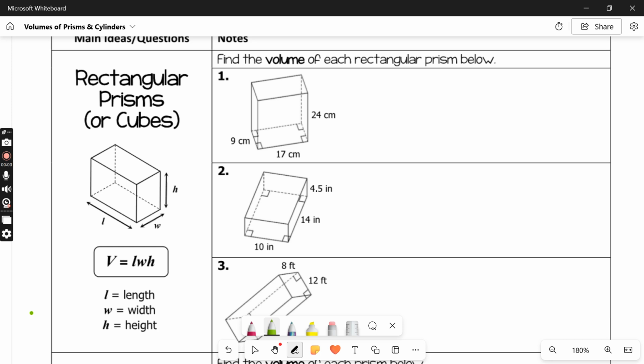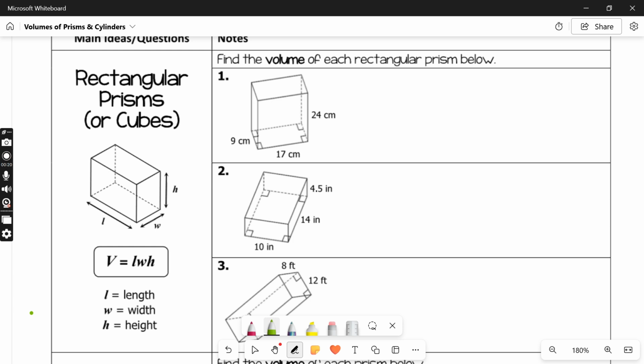Today we're going to talk about finding the volume of prisms and cylinders. We're going to start with rectangular prisms. Rectangular prisms are my favorite because it's just length times width times height, and you're good to go.